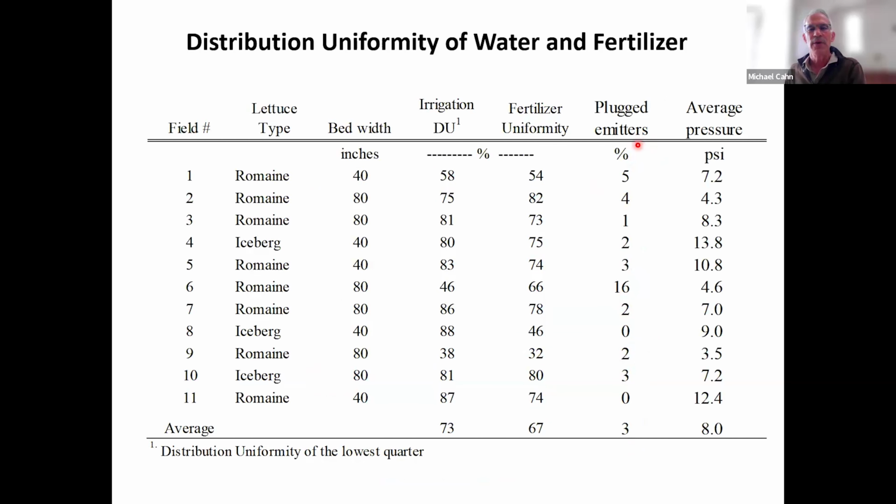We also evaluated what percentage of the emitters were plugged in these drip systems and what was the average pressure of the drip system. And you can see this case here, low uniformity, low pressure. And a lot of drip systems, they don't perform very well if you run them at too low of a pressure. This case, pretty low uniformity, and a lot of the emitters were plugged, plus it was run at a low pressure. So it just really shows you that you are not going to get that fertilizer out very uniformly if your drip system doesn't work properly.